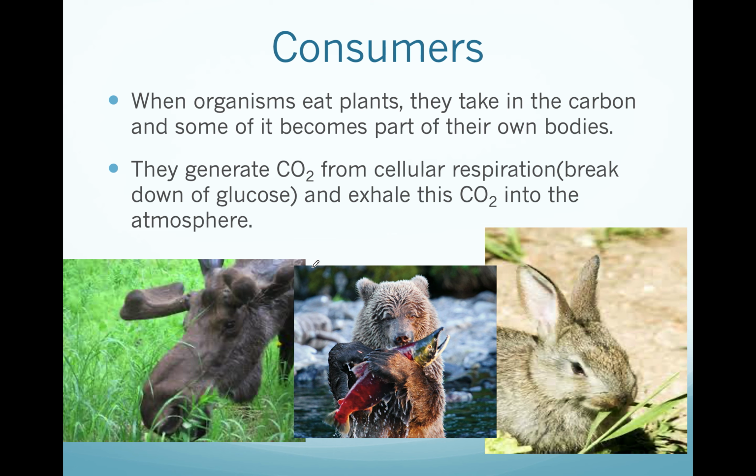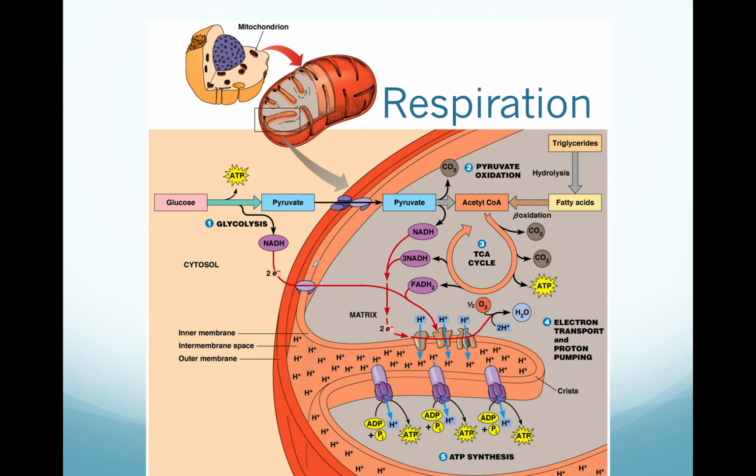So consumers. When organisms eat plants and other animals, they take in the carbon and some form of it becomes a part of their own body. They generate carbon dioxide from cellular respiration, in addition to the breakdown of glucose, and exhale carbon dioxide into the atmosphere. So please don't get overwhelmed. You do not need to memorize all of this, but just some basics.